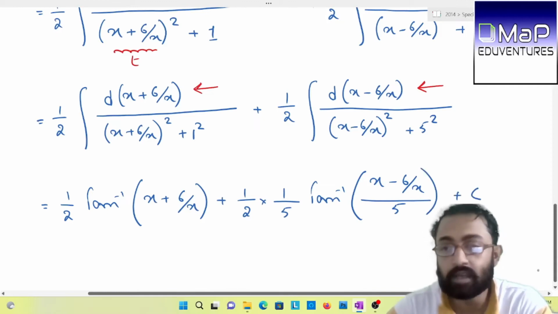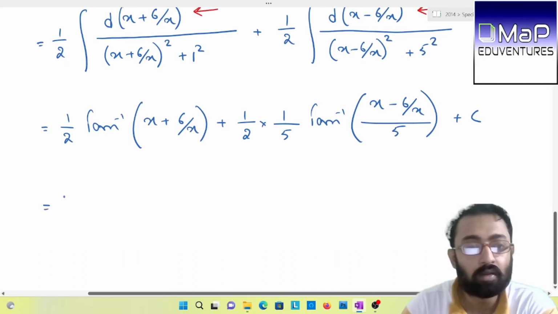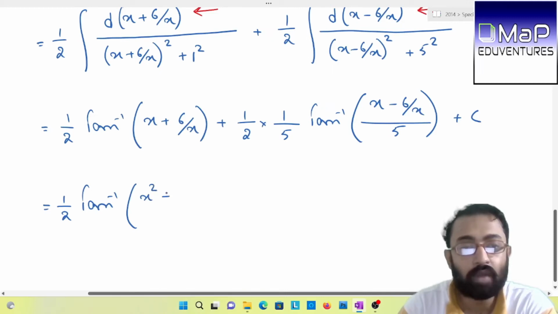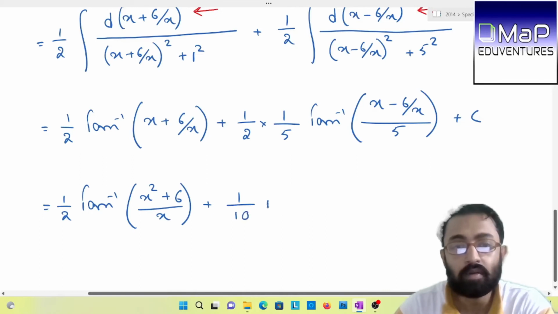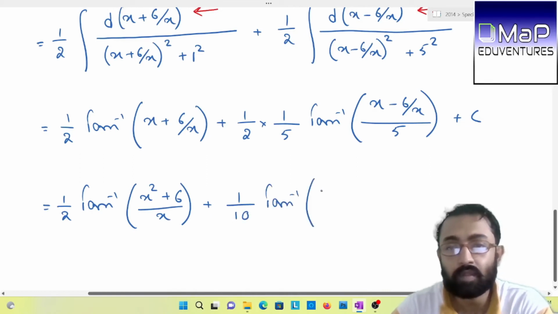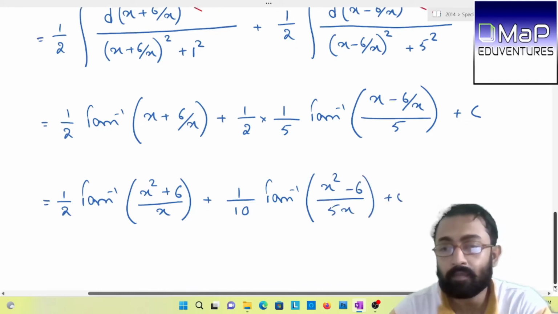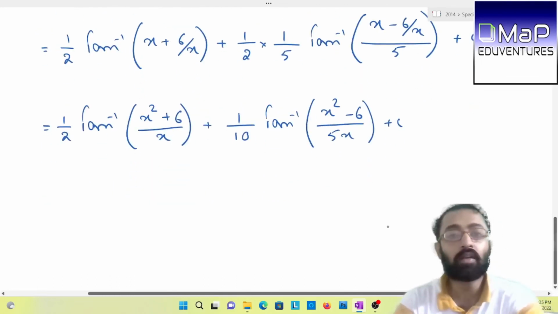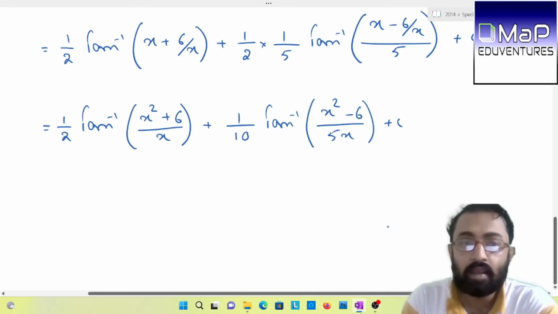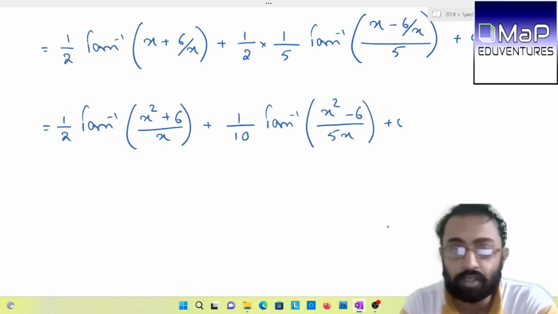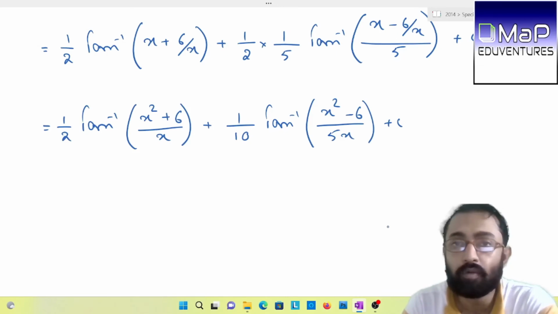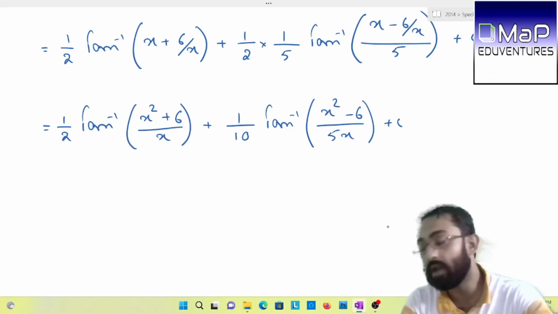So that's it, that's your answer, but you can simplify a bit. So you will have here half of tan inverse of (x² + 6)/x plus 1/10 tan inverse of (x² − 6)/(5x) plus c. Okay, so here we have completed the question. And by the way, if you approach it in the partial fraction form, you may get a different form of answer, but don't worry, both will be correct if your approach is accurate. Okay, so you have this final answer.